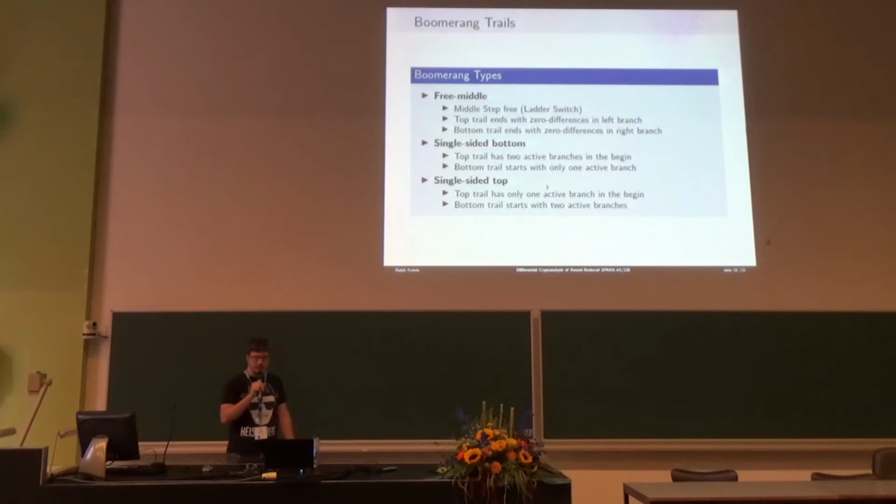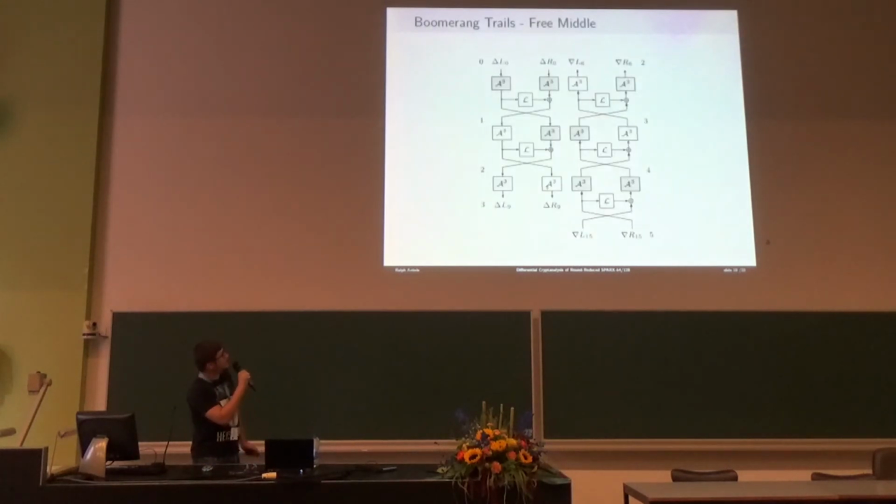In this type, the middle step is free, and we also use the ladder switch, which I will explain later. The top trail ends with a 0 difference in the left branch, and the bottom trail ends with a 0 difference in the right branch. So that's why we call it free middle. And I also have a picture for this.